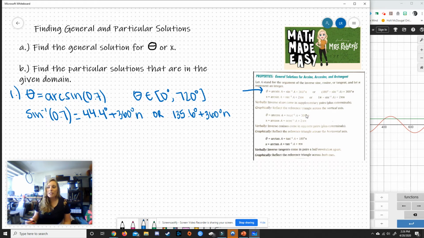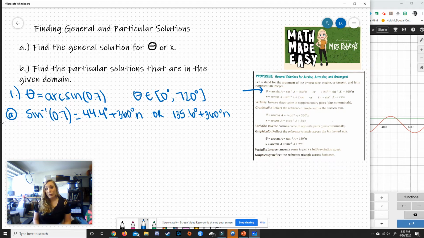And so what we did was we just used this first rule here. The reason that rule works is because of the reflective properties of the unit circle, and we talked about those a little bit earlier in the previous video. Okay, so we did A. Let's put a little A next to this so that you know that was A.